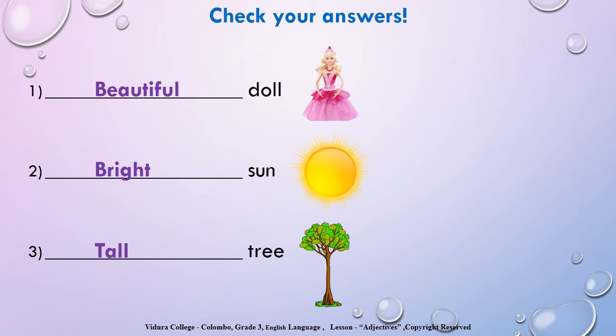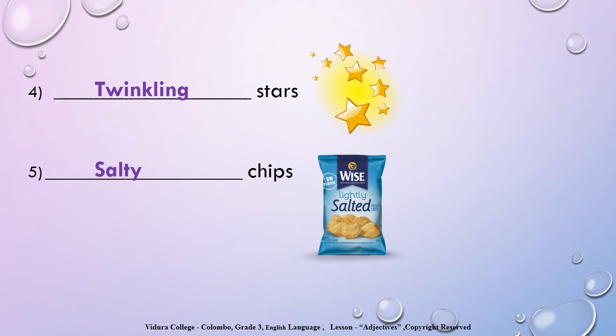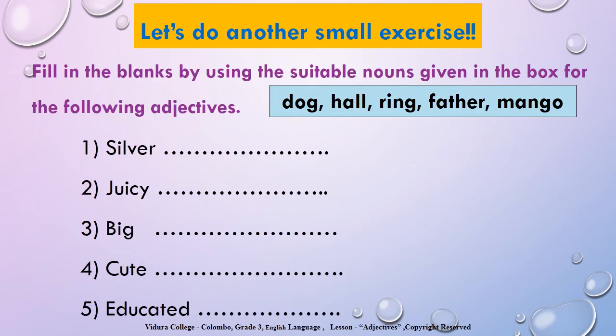Number 1. Beautiful doll. Number 2. Bright sun. Number 3. Tall tree. Number 4. Twinkling stars. Number 5. Salty chips. Let's do another small exercise now.